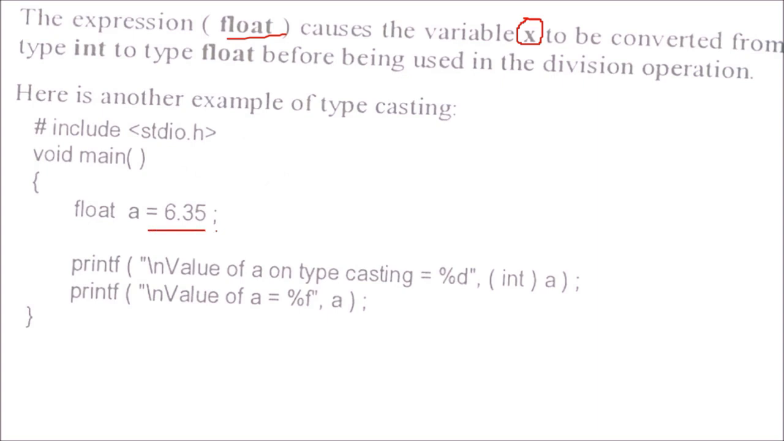This is a equal to 6.35. Now this is a. Now I want to just convert it into an integer. I want just 6, not the decimal part. So I will forcefully truncate this point three five.